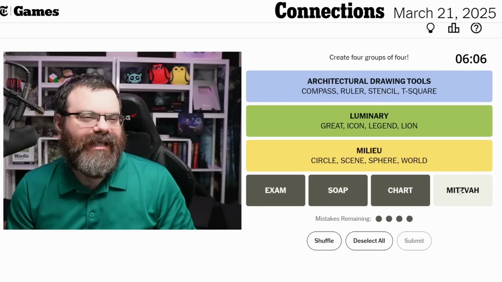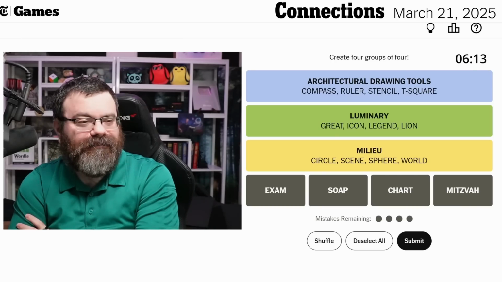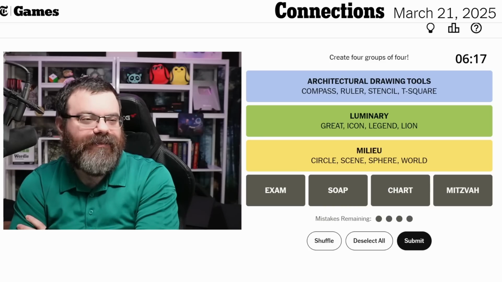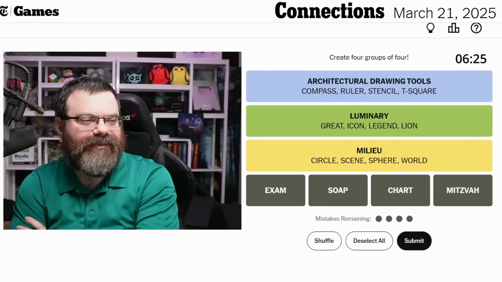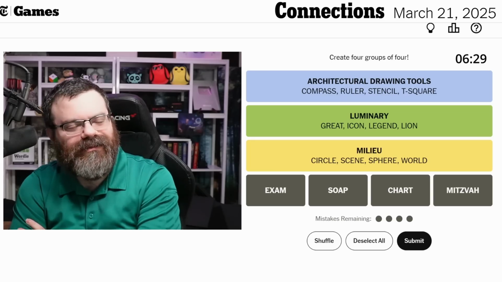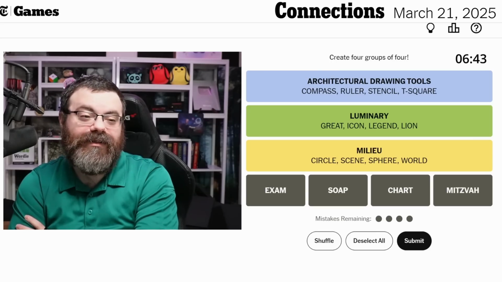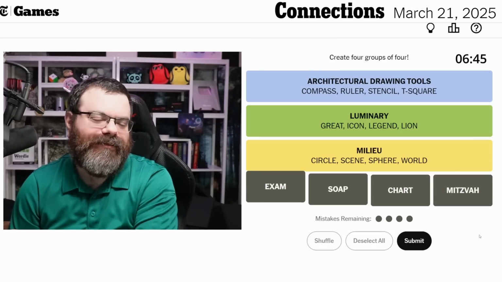Exam, soap, chart, and mitzvah. Mitzvah is so out there. I don't see how these would be requirements for a Jewish ceremony. Exam? It's gotta be wordplay, right? Because mitzvah does not mean anything related to these. X, so, cha, mit. When you read them backwards, they're nonsense. Okay, that's gotta be it.